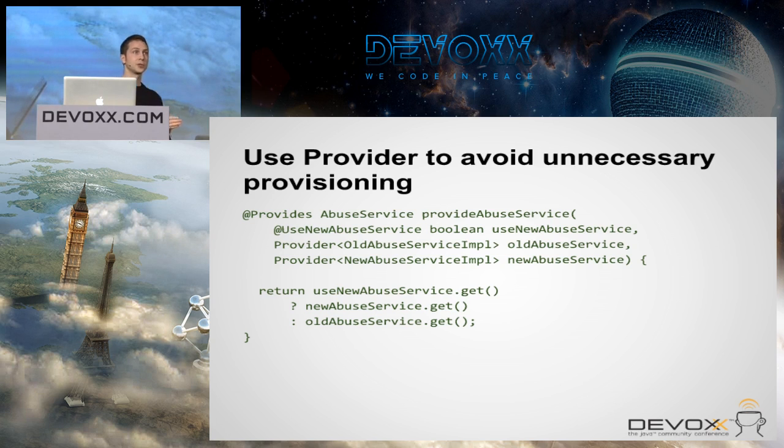One common use case you'll see for this is selecting between multiple services. Maybe we have some old version of the abuse service and we're trying to migrate to some new one. And we don't want to create both of them. Based on a flag, we only want to pick one or the other. So you might see a pattern like this where in your provider you inject providers for the two things that we're picking between, and then only call get on them based on a flag or something like that. This way we're only creating one of the services.